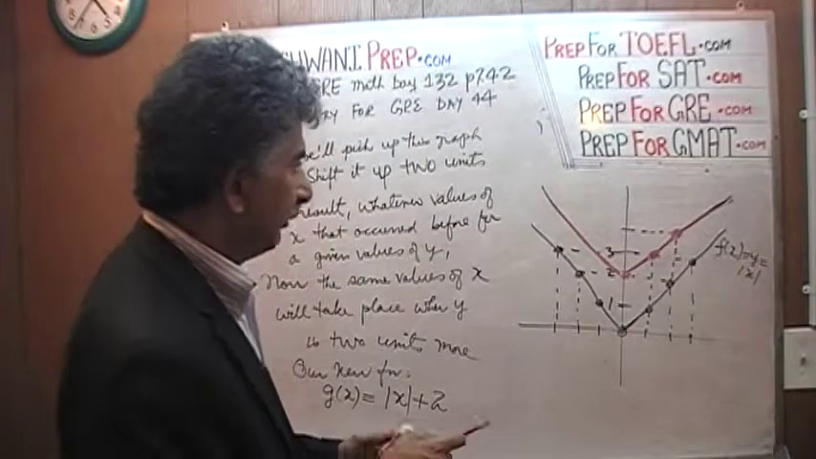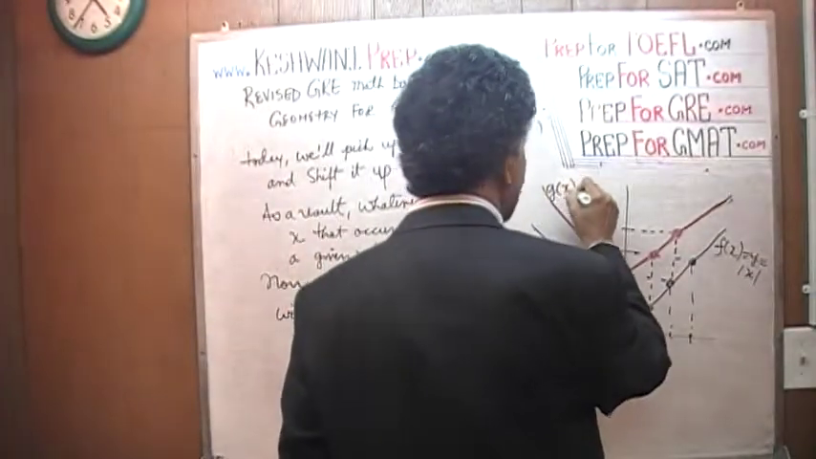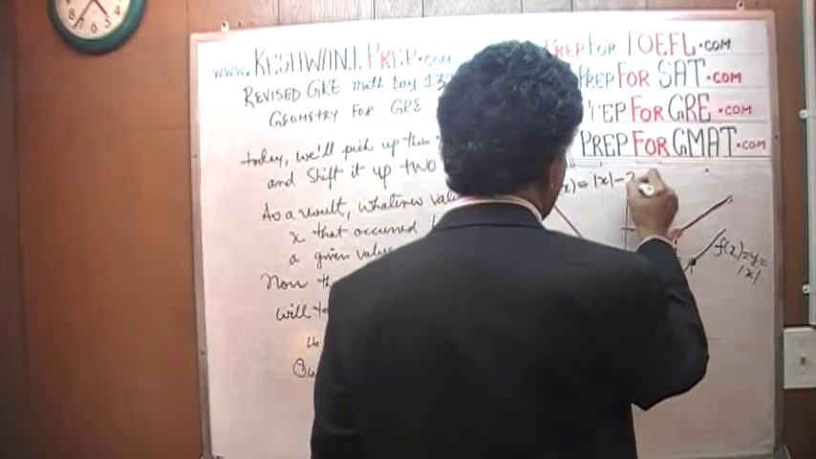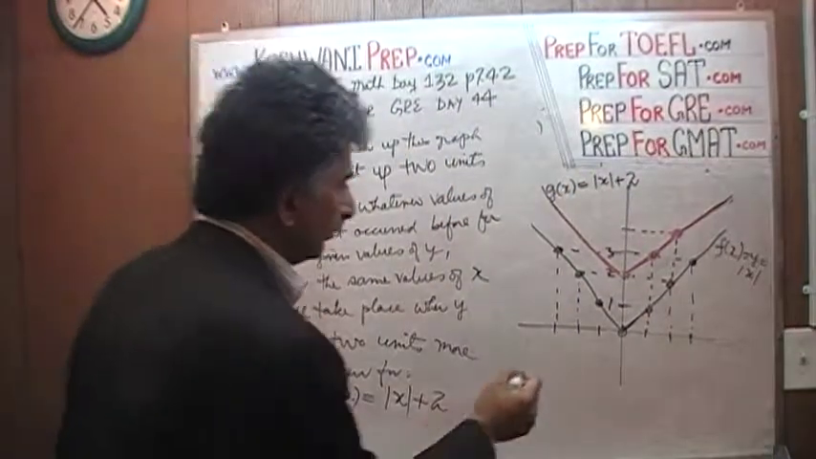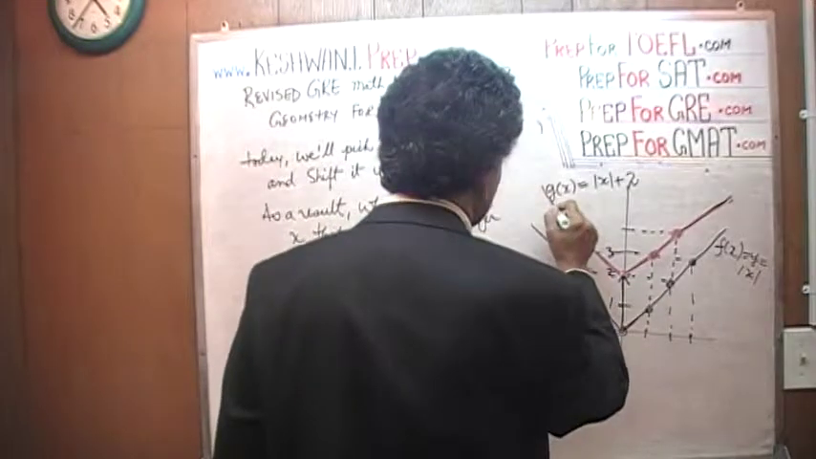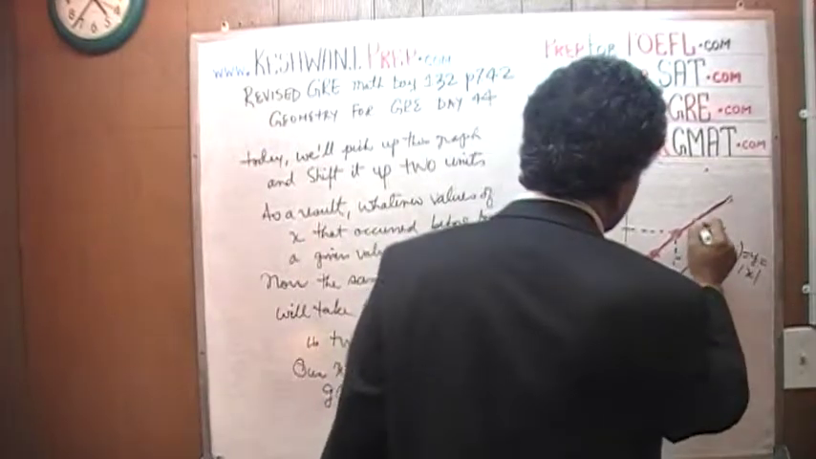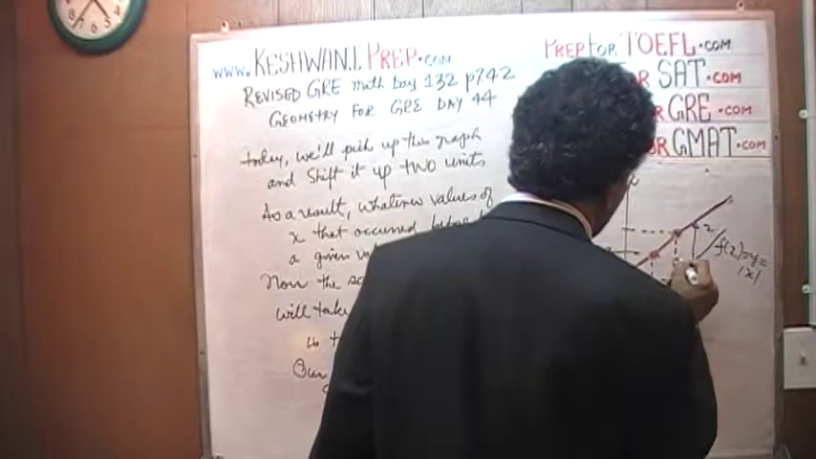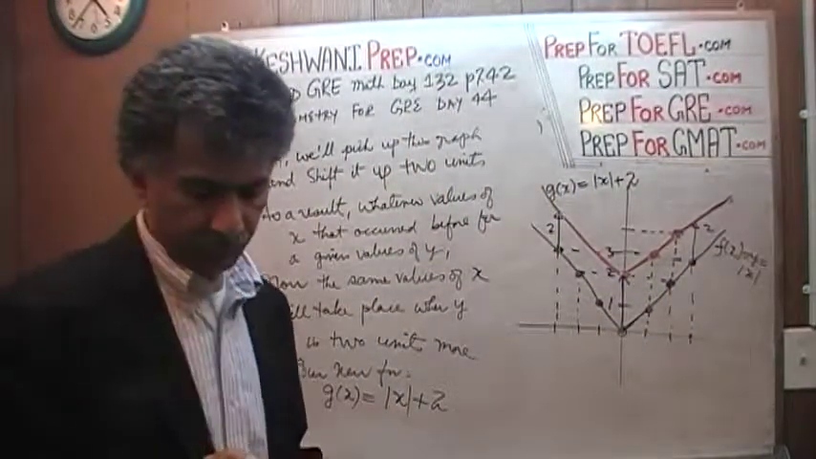Our new function, let's put it here, g of x, is simply the absolute value of x minus 2. Oh, sorry, plus 2. We are shifting it up, plus 2. This distance from here to here, as you can clearly see, is 2. All of these distances are 2. It's just been lifted up by 2 units. That's all it is.